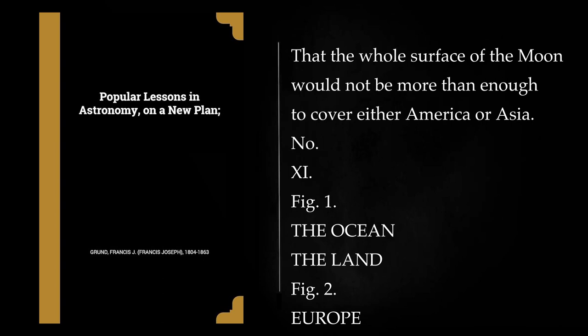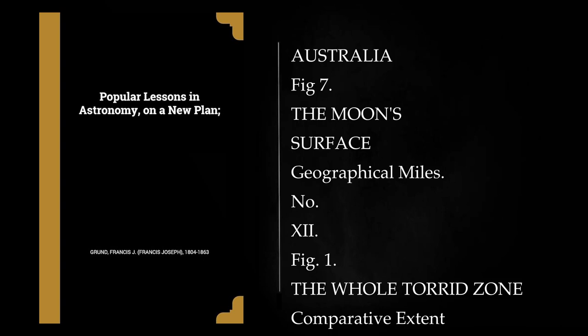No. 11. Figure 1. The ocean. The land. Figure 2. Europe. Figure 3. Asia. Figure 4. Africa. Figure 5. America. Figure 6. Australia. Figure 7. The moon's surface.